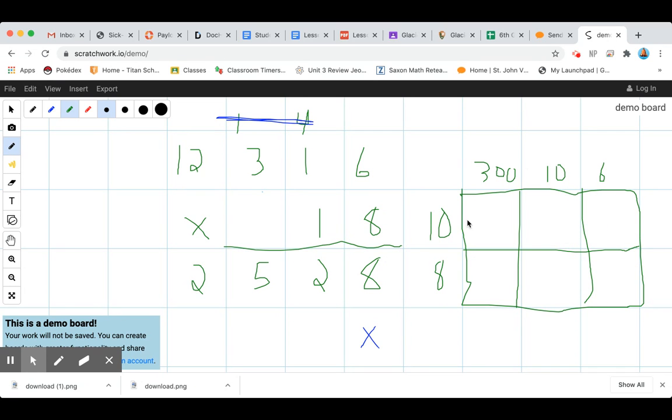So 10 times 300 is 3,000. Again, you multiply the place values and then just add any zeros. 8 times 10 would be 80. I'm just going to give you half of these. And then 10 times 6. 6 times 1 is 6, and then you add a 0. So make sure that you multiply all those out and then add up any products that you have.